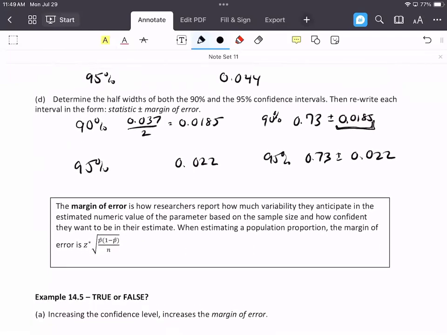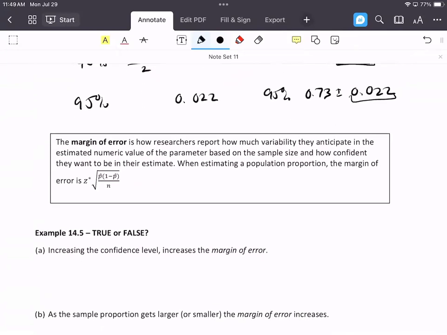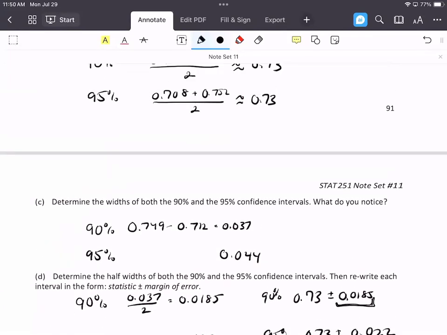So what we found is that margin of error. In fact, we don't have to do all the steps that we just did to calculate what this margin of error is. We're calculating automatically when we find the confidence interval. So the margin of error is how researchers report how much variability they anticipate in the estimated numeric value of the parameter based on the sample size and how confident they want to be. When estimating a population proportion, the margin of error is that Z star times the square root of p hat, 1 minus p hat over n. Okay, so now you know how to calculate the margin of error directly. You can see that, but we did work our way to show that that's how we could get there.